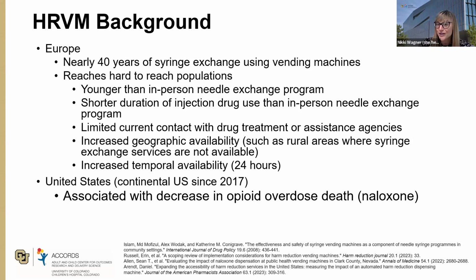It also increased geographic availability. So people in rural communities that didn't have as much access to these services were able to get it, and temporal availability, 24 hours a day, made it great. So we've started doing that in the United States, not for long, but we have started. So in 2017, we had our first implementation in the continental US. Trac-B Exchange in Nevada implemented the first one, and they've done some evaluations with it, and it has been associated with a decrease in opioid overdose deaths due to the naloxone in the machines.